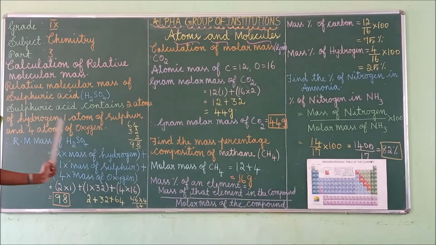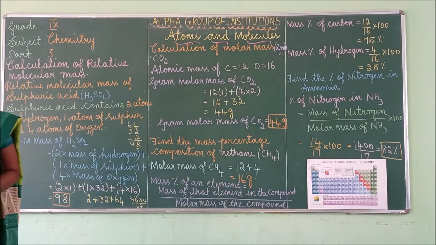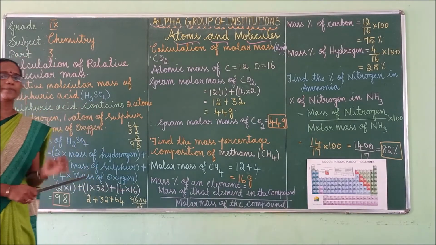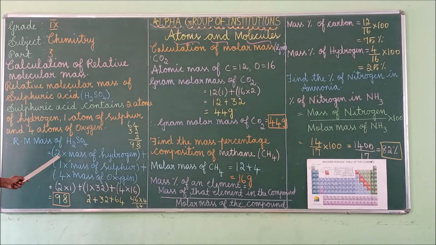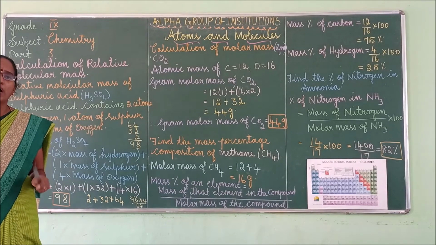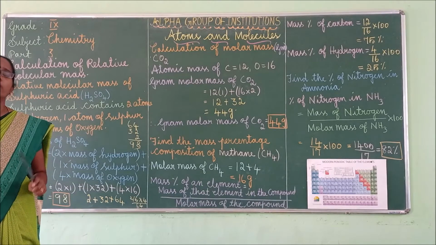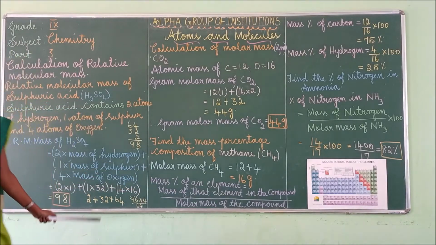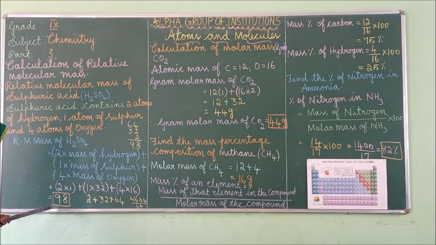So these steps, step by step, you have to mention. First, you have to mention the number of atoms present in the particular compound. Second step, you have to mention the number of atoms into the mass of that particular element. Final step, when you add all these things, you will get the relative molecular mass. So 98 is the relative molecular mass of sulfuric acid.